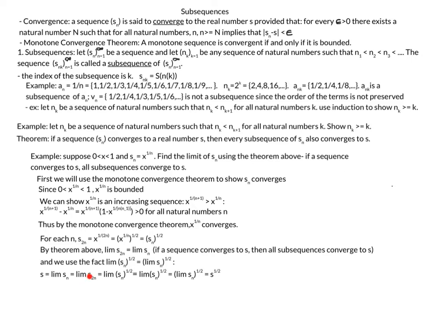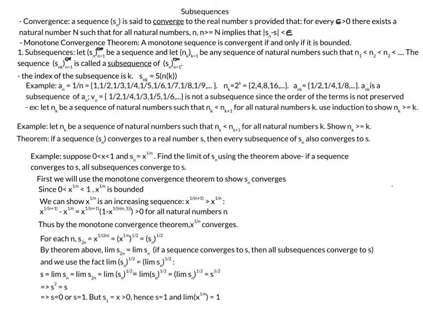And the limit of s_{2n} is the limit of S_n to the 1/2, which we have from this line, which is equal to, and using this fact here, the limit of S_n to the 1/2, which is also equal to the limit of S_n raised to the 1/2, which is equal to, well, the limit of S_n is equal to s, so that's equal to s to the 1/2. And looking at this algebraically, we have s is equal to s to the 1/2, or s squared is equal to s. So that means s is equal to 0 or 1.